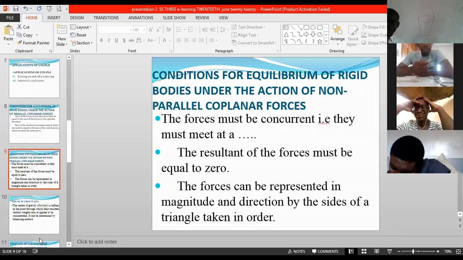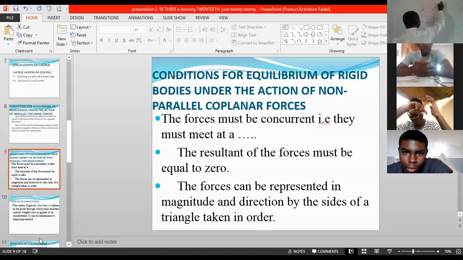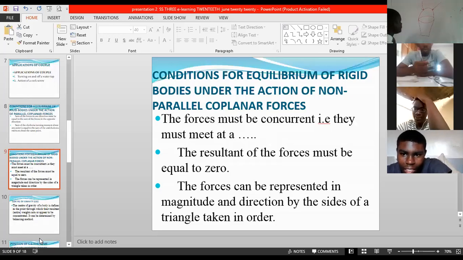Now in the hostel, if there are students that cannot carry a bucket of water, they will ask their friends to help them. If one student holds the bucket by this side, and another student holds it by the other side, there are three forces that act on it. Number one, I have tension 1, T1, and tension 2, T2. Then I have the weight acting downwards.